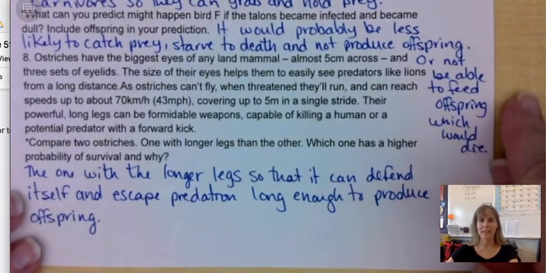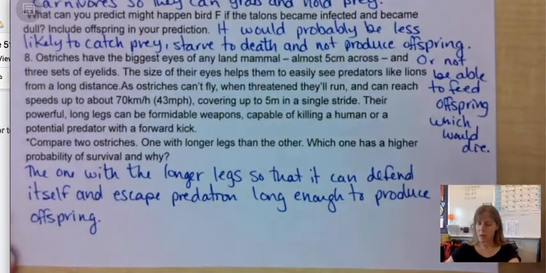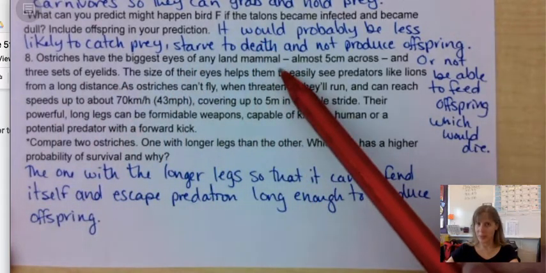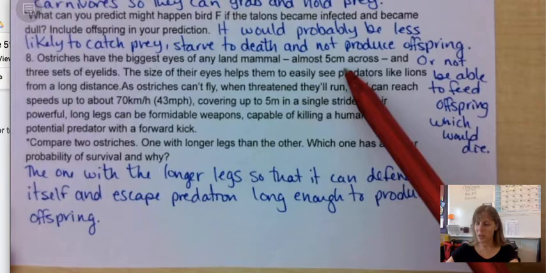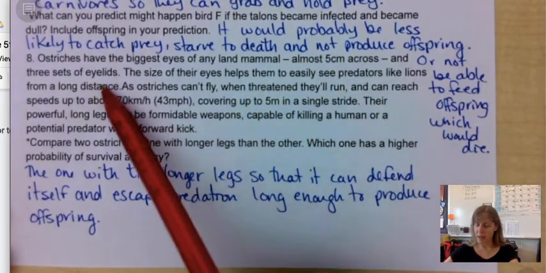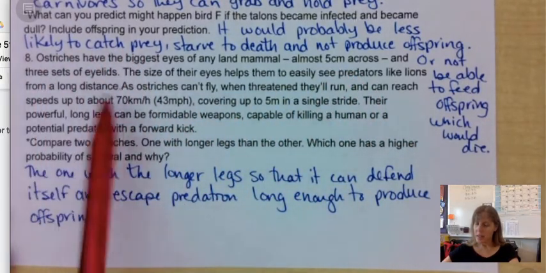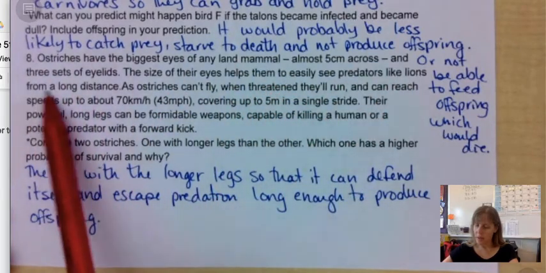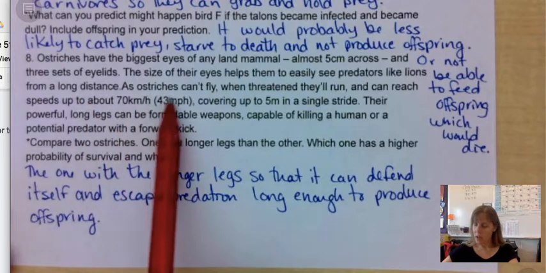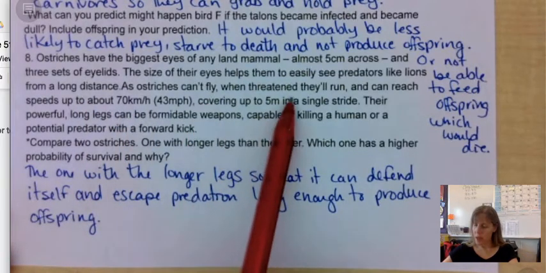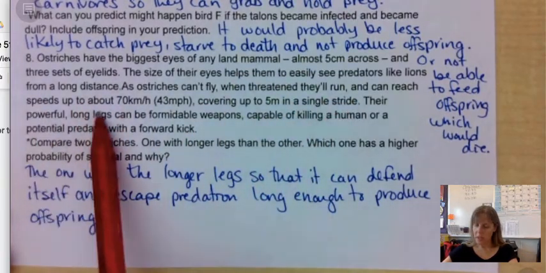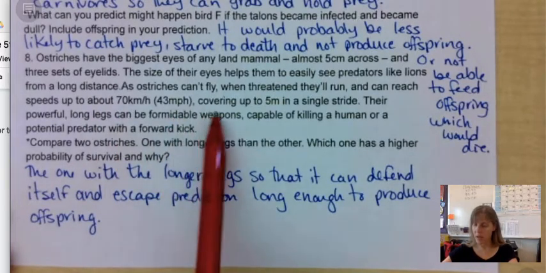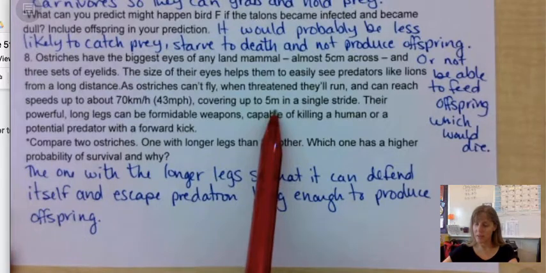Okay, let's look at the last thing that I asked you to think about. Number 8, ostriches have the biggest eyes of any land mammal. Cool, huh? Almost 5 centimeters across, and 3 sets of eyelids. The size of their eyes helps them to easily see predators like lions from a long distance. As ostriches can't fly, when threatened, they'll run and can reach speeds up to about 70 kilometers per hour, 43 miles per hour, covering up to 5 meters in a single stride.